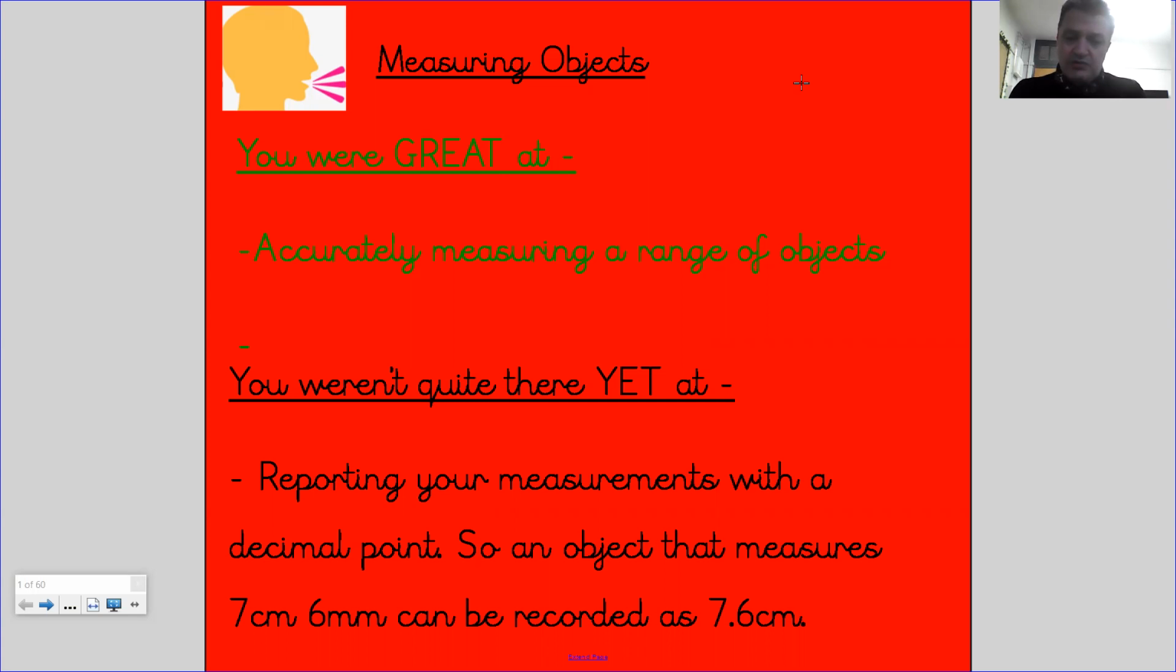When reporting your measurements with a decimal point, I want people to put 7 centimeters and 6 millimeters, but you can also record that as 7.6 centimeters. They're the same thing. If you record it both ways, it'll clarify for me that you've got an understanding. 6 millimeters is 6/10 of 1 centimeter, so that's why it's 0.6. Just have a go at that when you record.